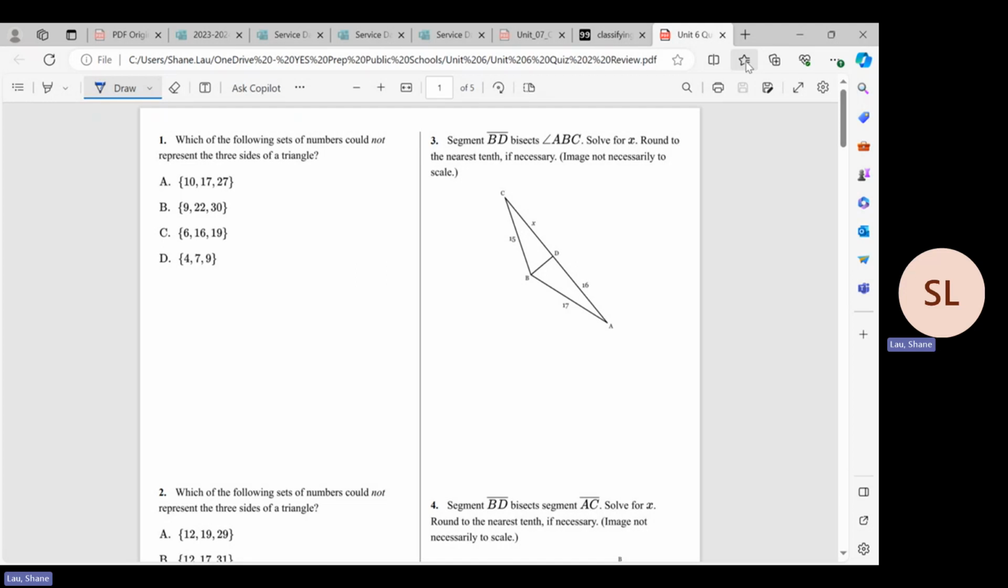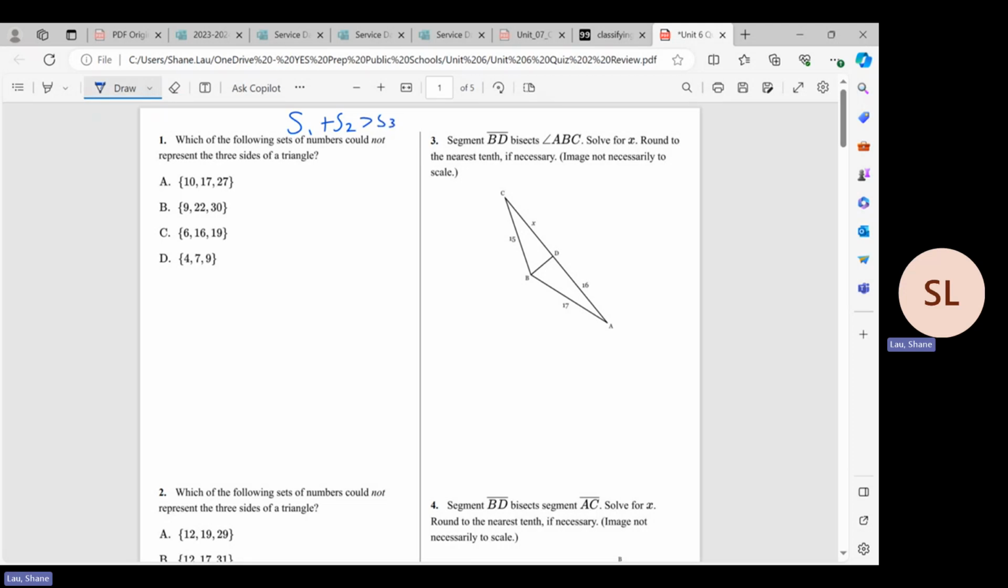Problem 1 says that we have to find which of the sets of numbers could not be a triangle. And we know something can be a triangle if side 1 plus side 2 is greater than side 3.